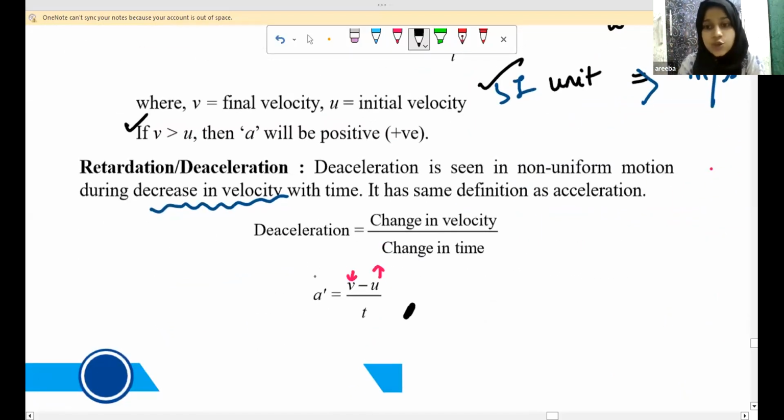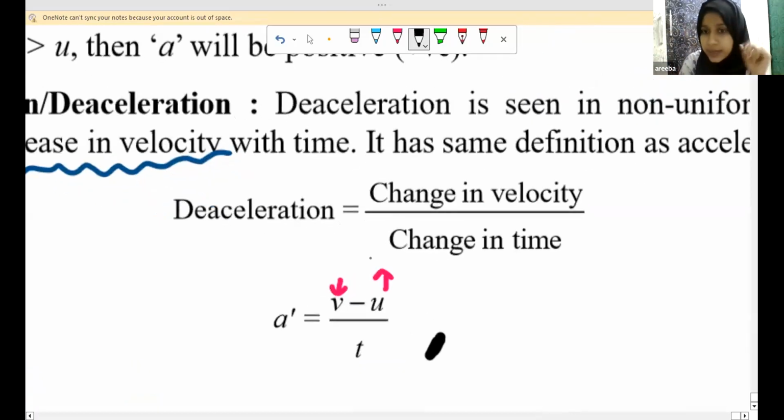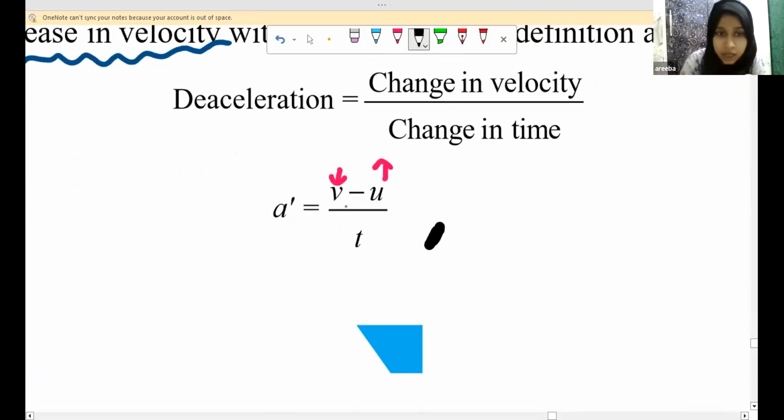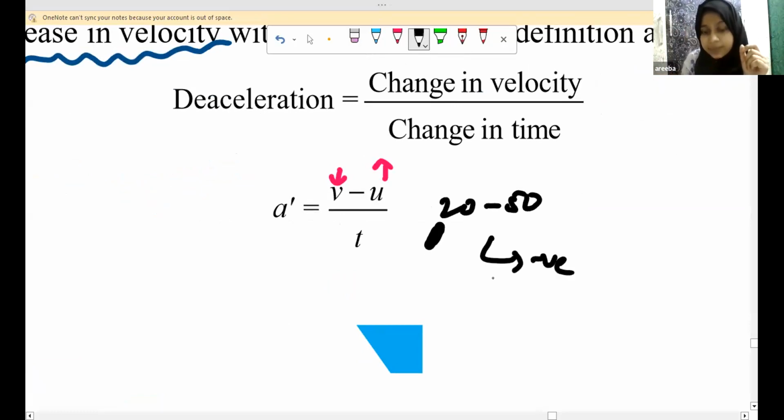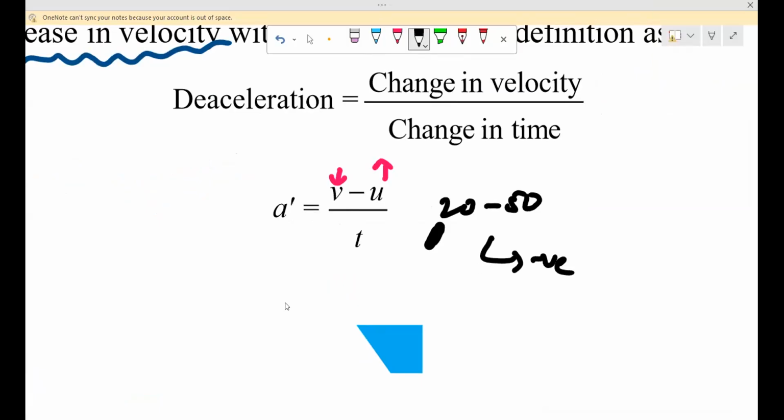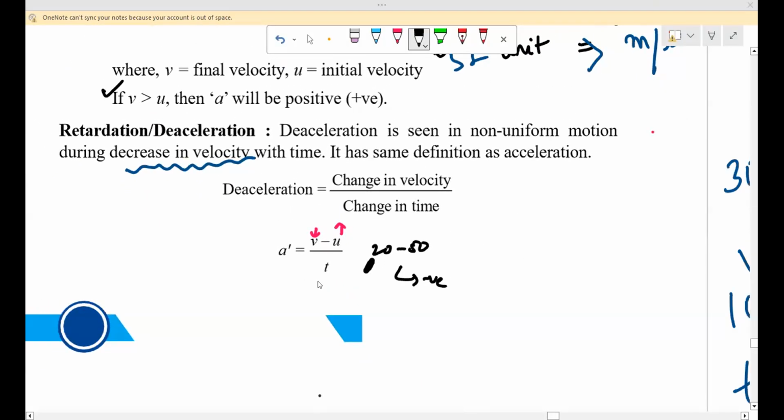Whereas deceleration, which is also known as retardation, is negative. In that case, the opposite happens. The initial velocity is greater. Let's say it was 50. Then eventually it decreased its speed to 20 kilometer per hour. That means the formula remains the same for acceleration and deceleration. So V is lesser, U is greater. In such cases, we subtract, suppose 20 minus 50. A negative value will come, right, child? Yes, ma'am. Minus. So that is why the acceleration is negative.